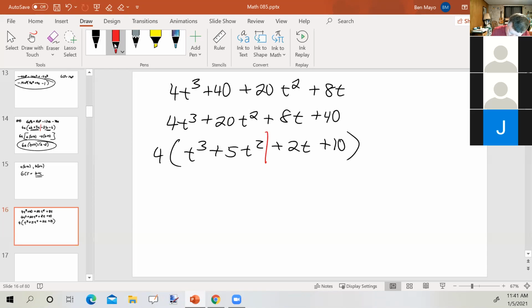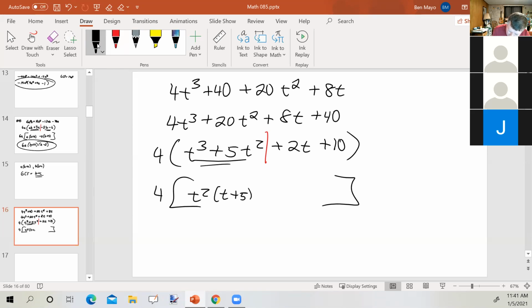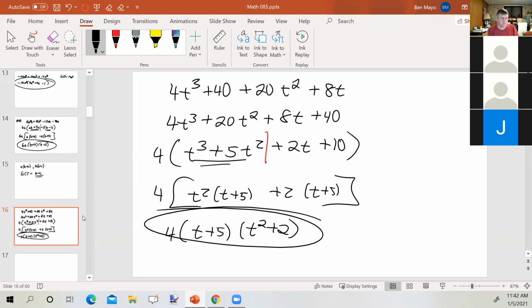But then I'm going to use factoring by grouping. So I'm going to have 4, and then here I'm going to have t squared times t plus 5. So over here I'll have t plus 5, and I'm going to take out a plus 2. So I've got 4 times t plus 5 times t squared plus 2. Paula, you okay with that? Yes, thank you. Any questions about what I did there, you or anybody else? No. Okay. Any other questions people want me to look at before we go on to 6.2?